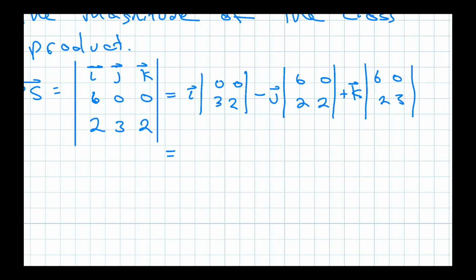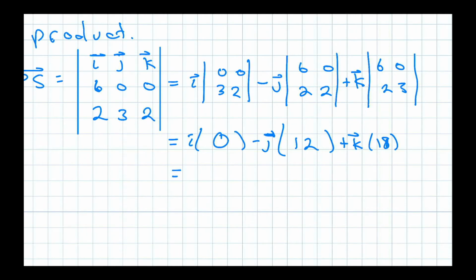So there is our cross product. We need to finish it up. So we have i, parentheses, 0 minus 0, okay, 0, minus j, parentheses. We're going to have 6 times 2 is 12. 12 minus 0 is just 12. Plus k. 6 times 3 is 18. 18 minus 0. So just 18. So what do we get for our vector?